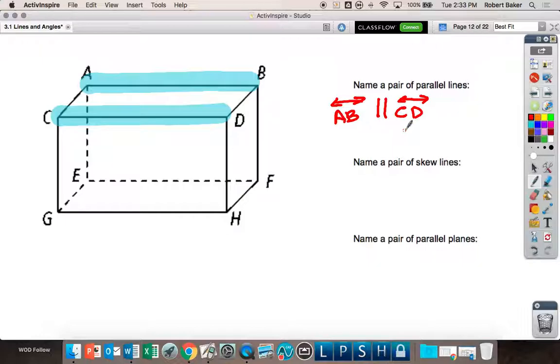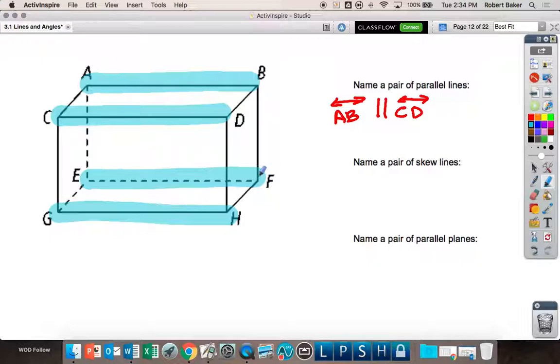All right. So Roland, the first one you said was AB. Now, is there another line parallel to AB? Yes. What is it? GH. Line GH. Is there another one? Yes. Line EF. Cool, right?